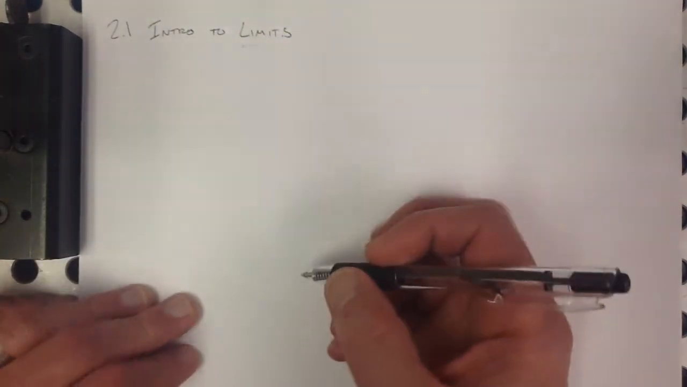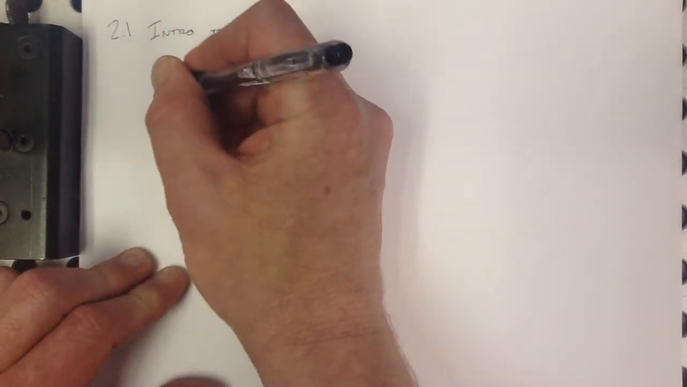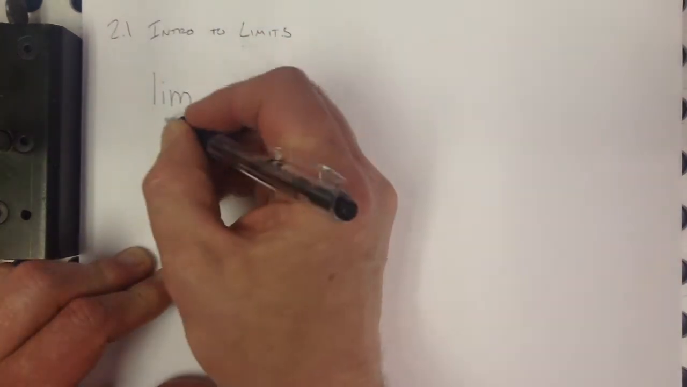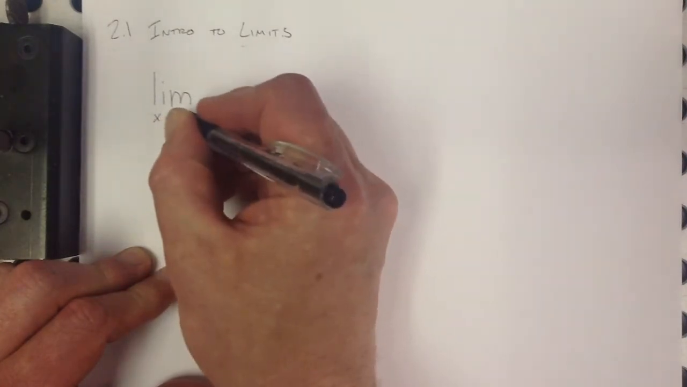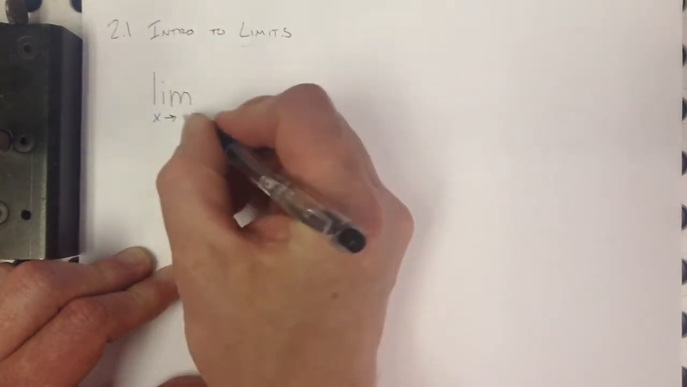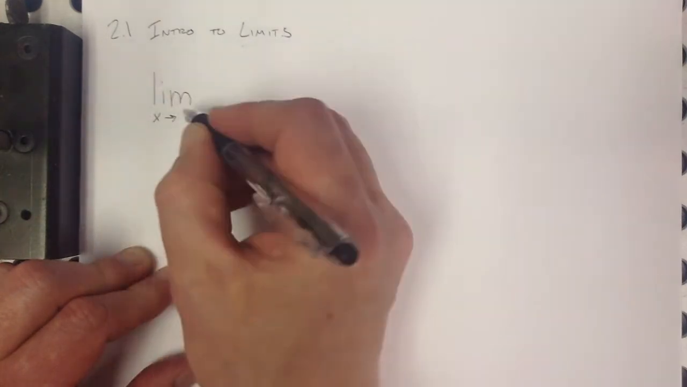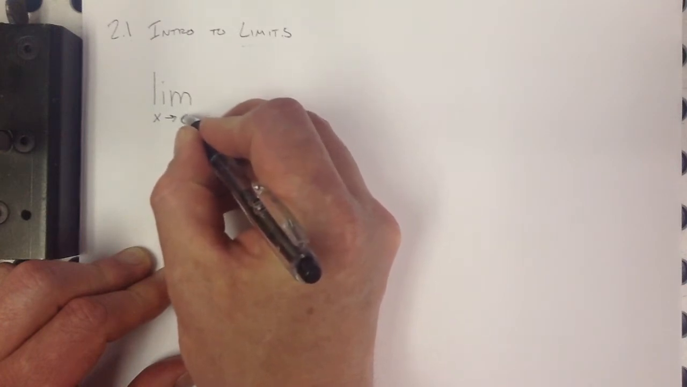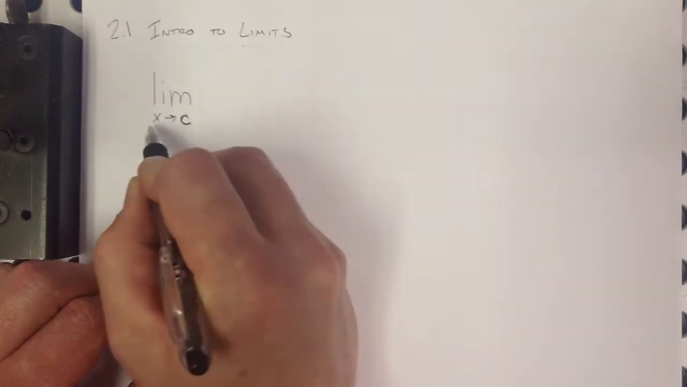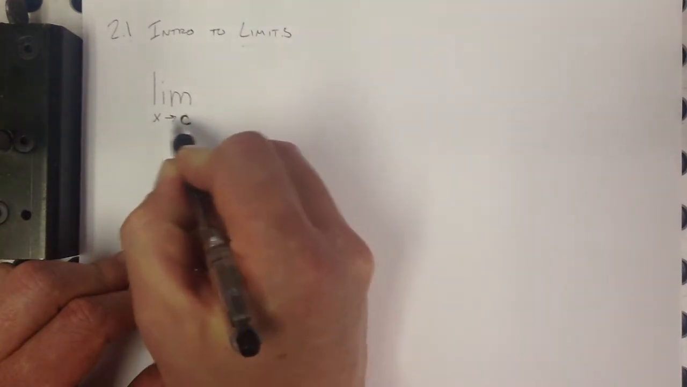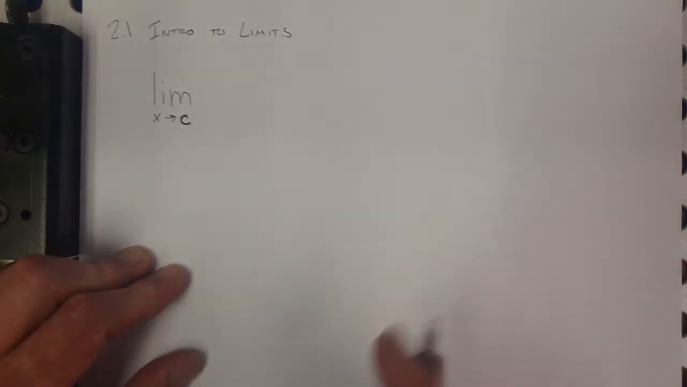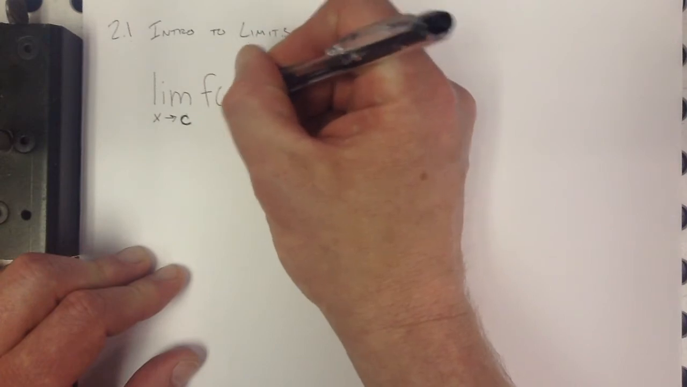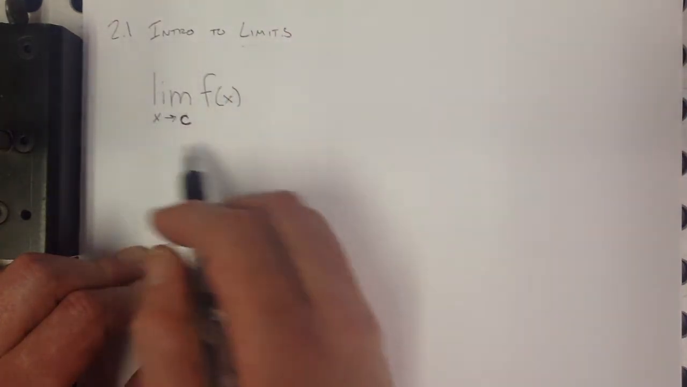So let me introduce you to some notation. This is how we write limits. The limit as x approaches some number c. Typically when we want to be general and we don't want to pin ourselves down to a specific number, we leave open the possibility of it being any number, in the same way that x is a variable. c will be our constant here. So as x is approaching some number c, whatever c happens to be, of some function f of x, this is a limit.